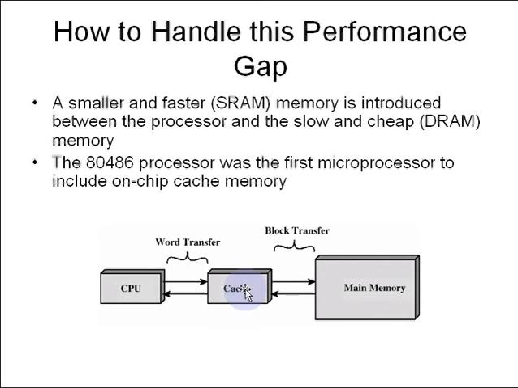Now your cache memory can be present within the CPU chip itself, and actually 80486 was the first microprocessor to include cache memory inside the CPU chip itself. Or your cache memory can be outside the CPU chip also.